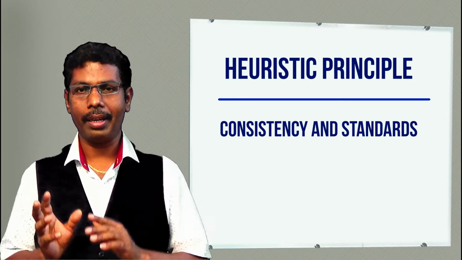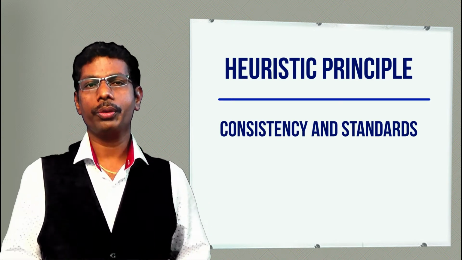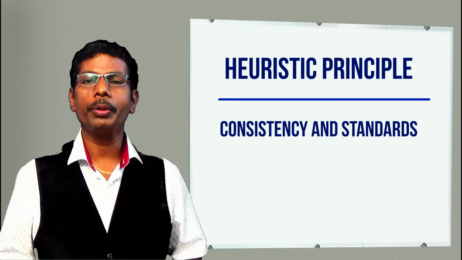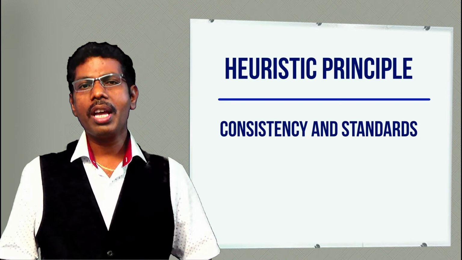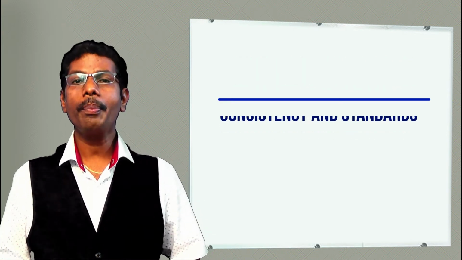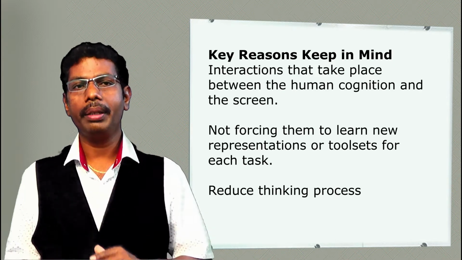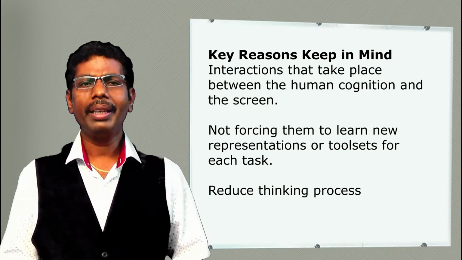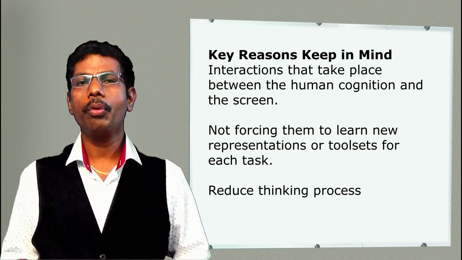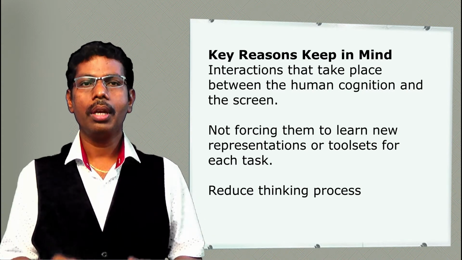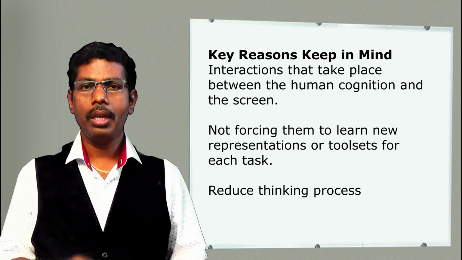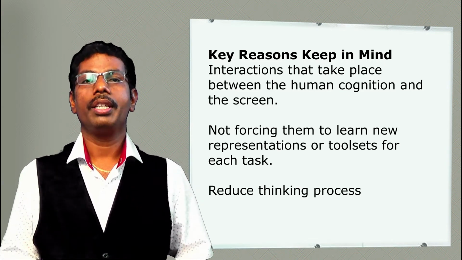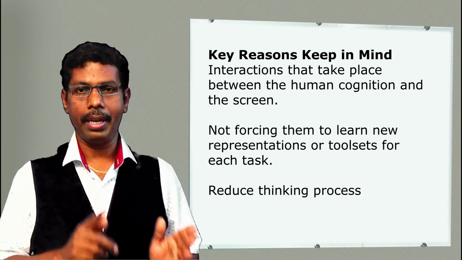Today I am going to talk about one of the heuristic principles, consistency and standards in user interface design. There are a few key reasons we need to maintain consistency and standards in user interface design to improve the user experience. As you design a user interface, it is important to keep in mind the interaction between the user, cognition, and the screen you are designing for. Making things easier for users means not forcing them to learn new representations or tool sets for each task. Reducing the length of the thinking process by eliminating confusion helps to improve the user experience.